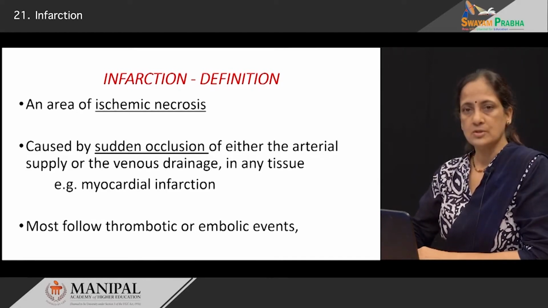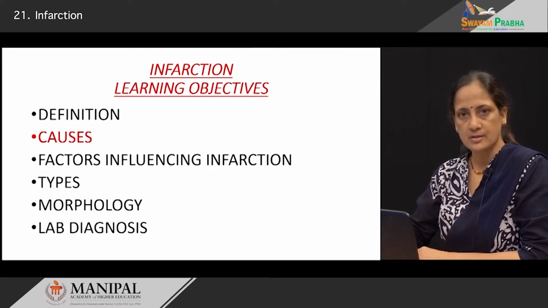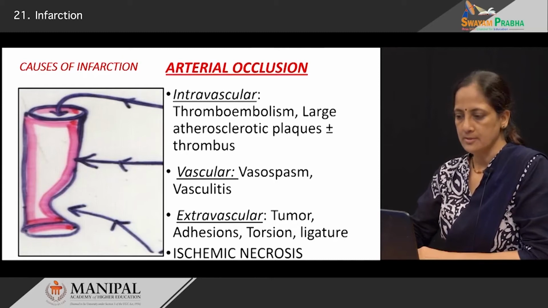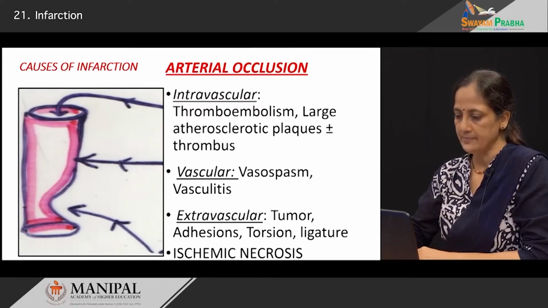What are the causes for infarction? We can classify these as arterial, venous and microcirculation causes. The factors that cause arterial occlusion may be intraluminal, intramural or extravascular. The intraluminal causes include thromboemboli, large atherosclerotic plaques with or without superimposed thrombi.